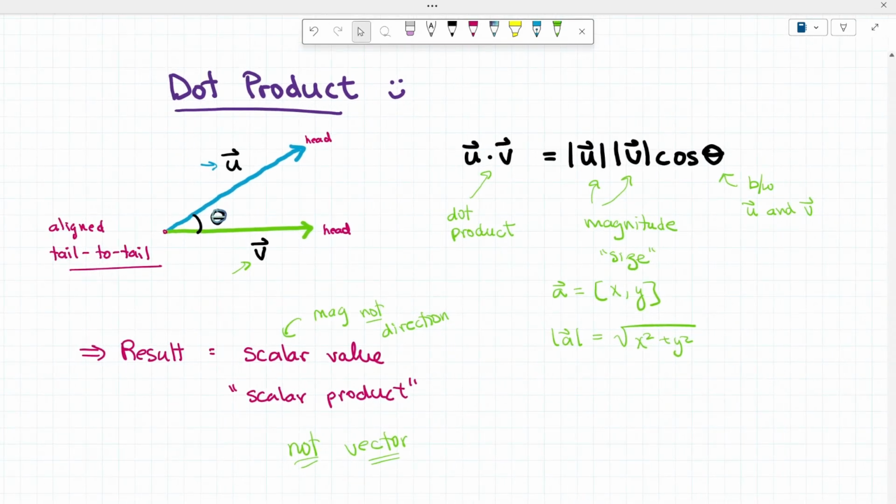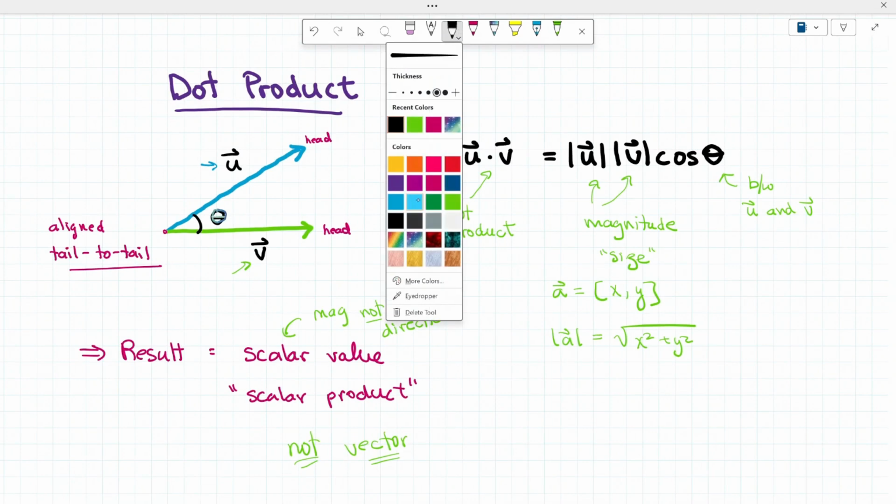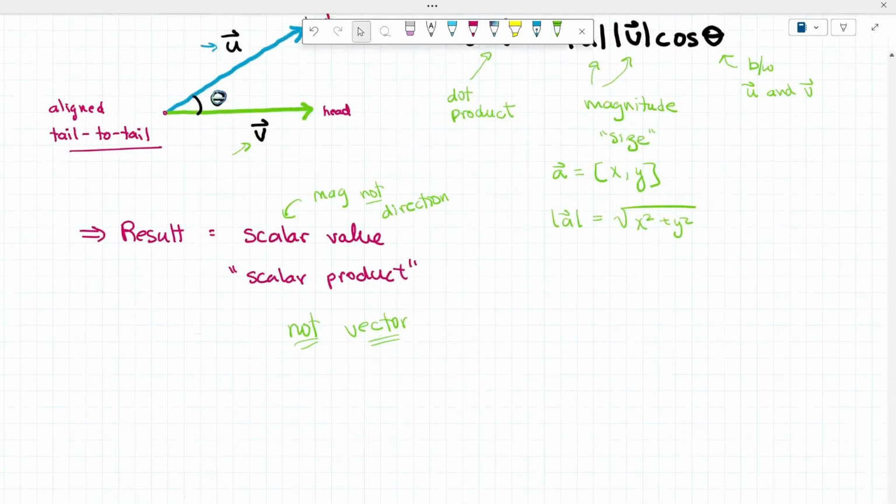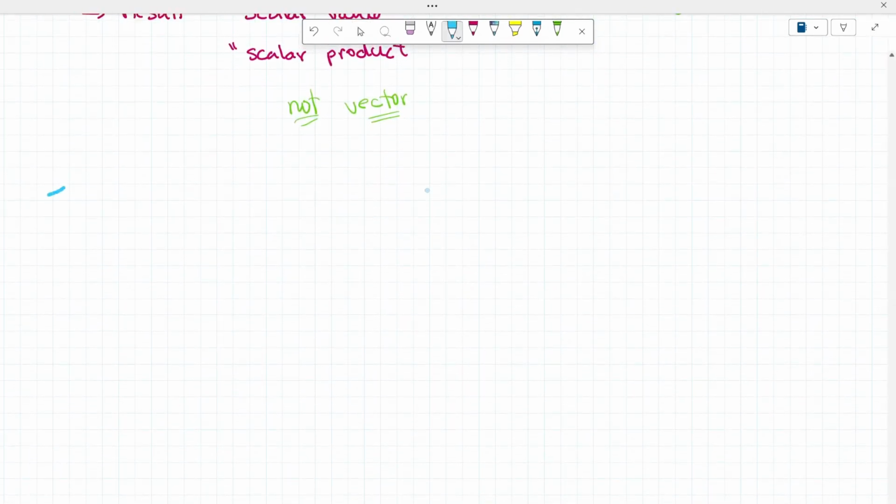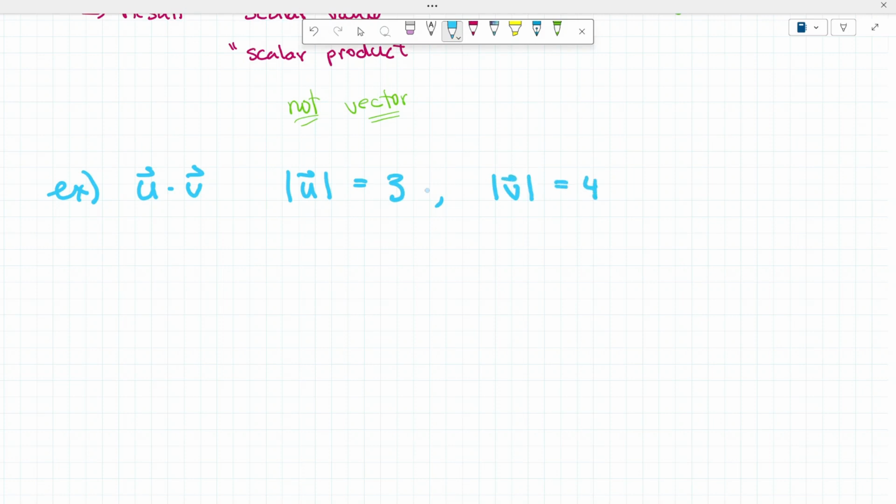So let's go through an example where we can use this information. Okay, so in our example today, we are trying to find the dot product with u and v, and we're given the following information. We have that the magnitude of u equals 3, the magnitude of v equals 4, and we have that theta equals 30 degrees.